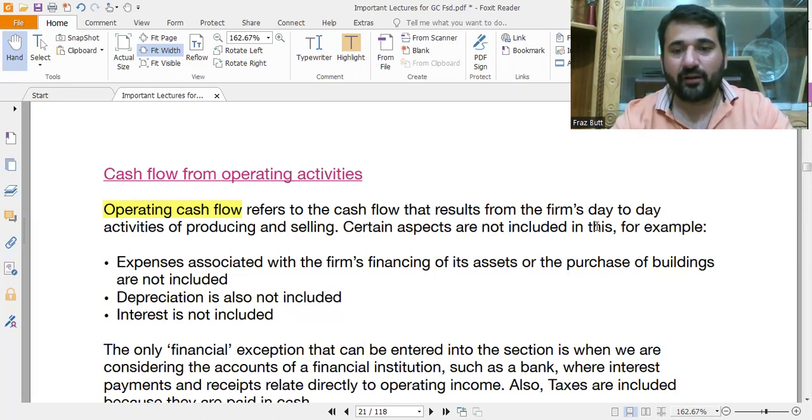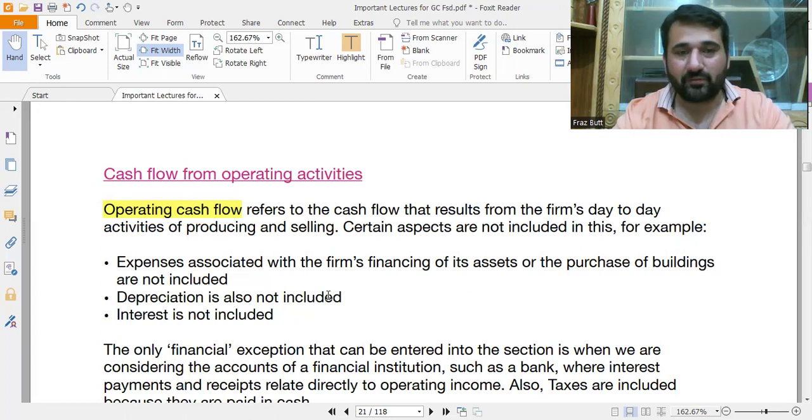Certain aspects are not included in this. For example, expenses associated with the firm's financing of its assets or purchase of building are not included. These things will not be included in the operating activities. For example, the expenses the firm is making for its assets or for purchasing building. The purchase of building will be included in investing activities because this is a big decision. Then depreciation is also not included.